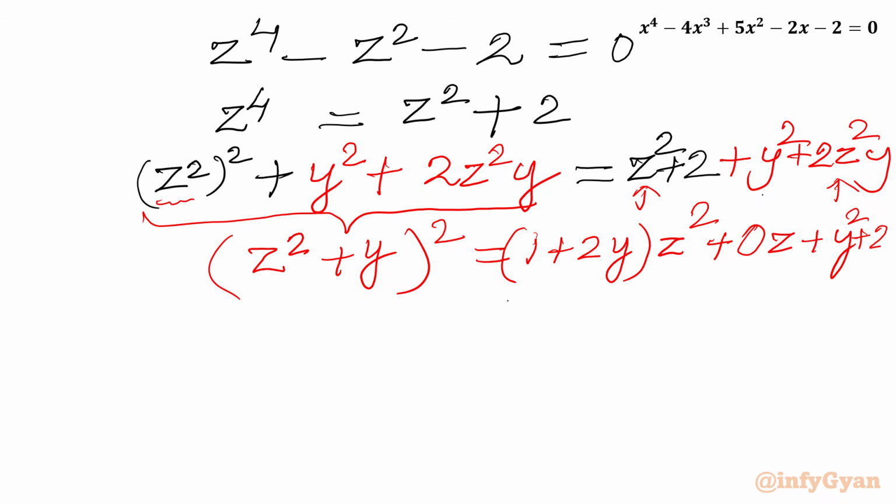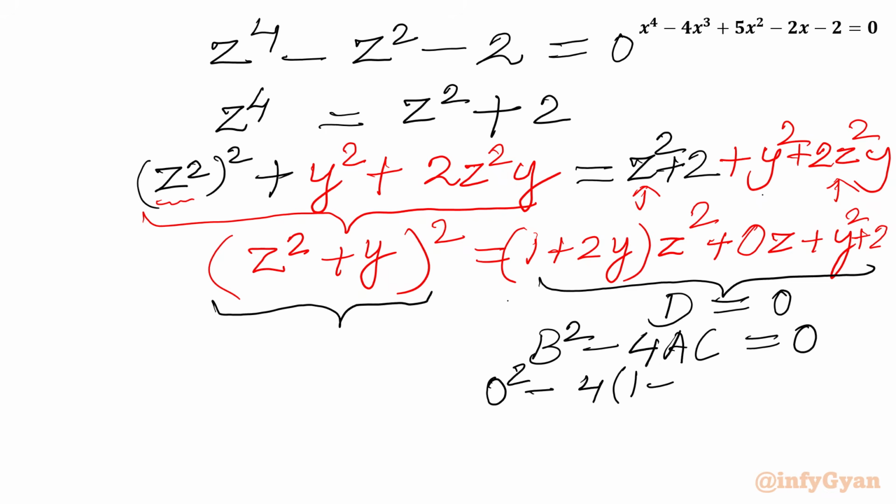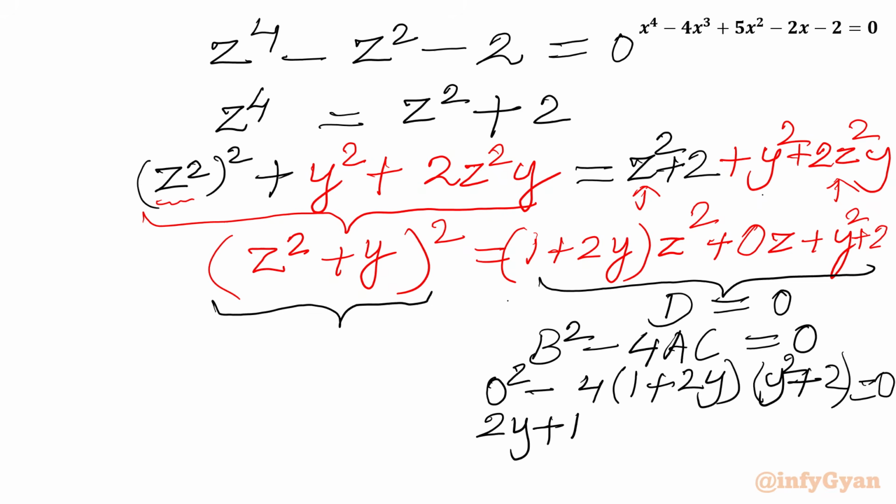Left hand side is one perfect square, so the right hand side must have discriminant 0. D equal to 0, which is nothing but b square minus 4ac equal to 0. b is 0, so 0 square minus 4 times a, which is 1 plus 2y, times c, which is y square plus 2, equal to 0. Or we can write (2y plus 1) times (y square plus 2) equal to 0.